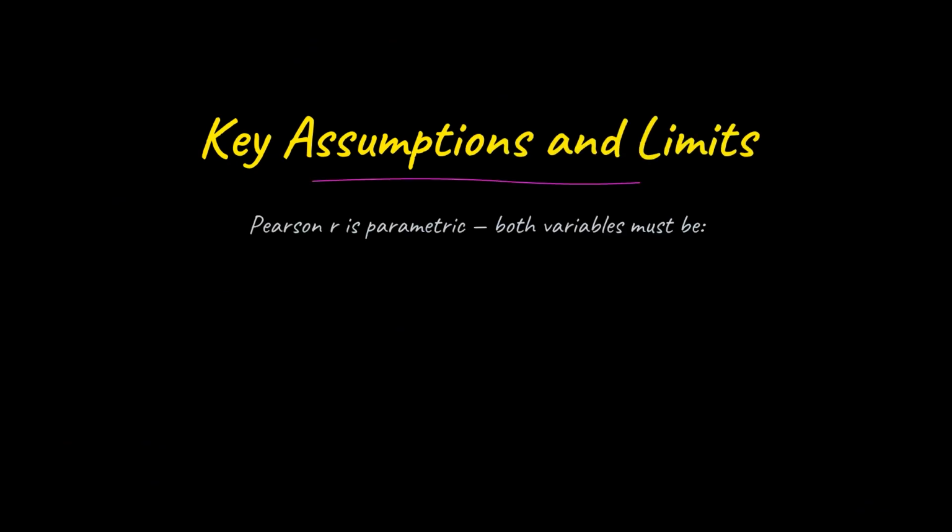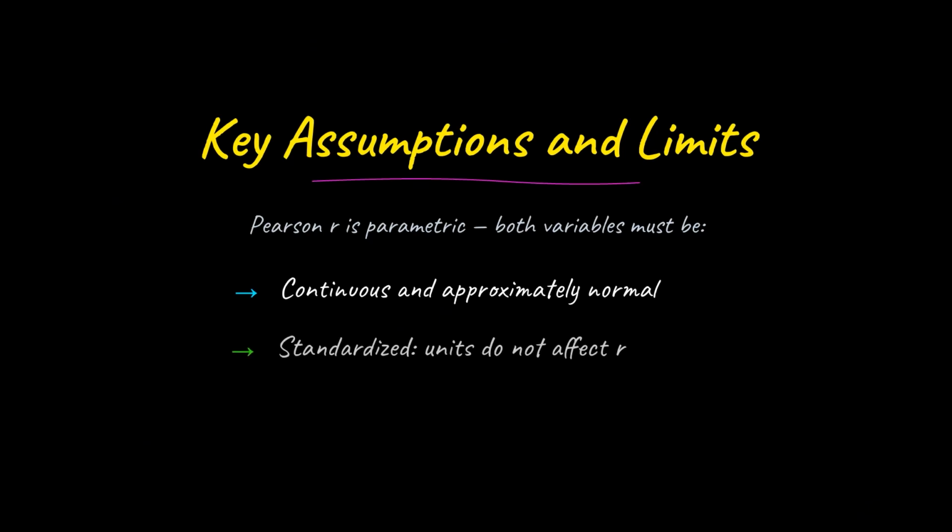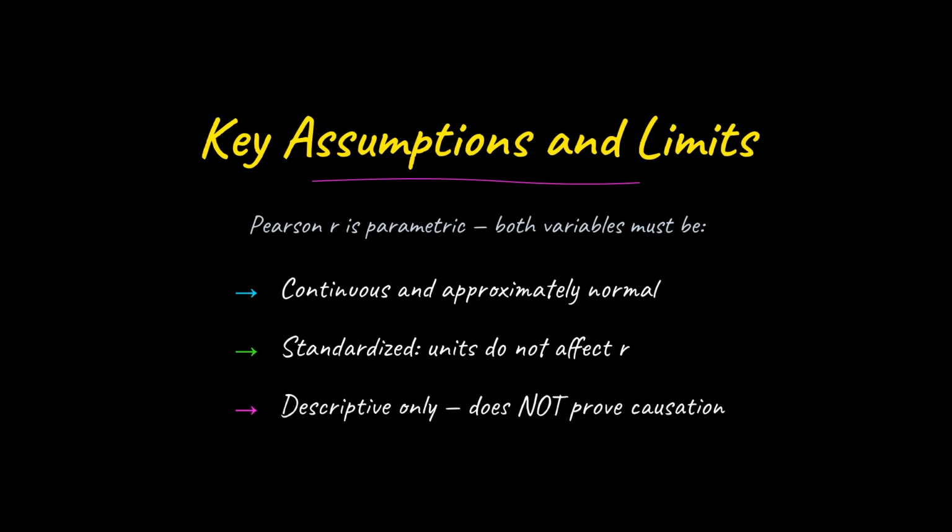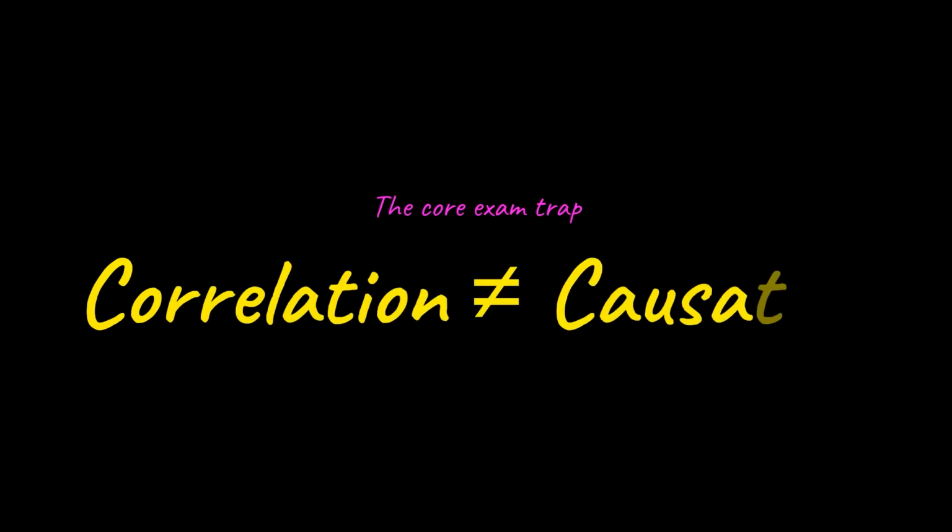Pearson r assumes both variables are continuous and approximately normally distributed, because the formula standardizes by dividing by the product of the two standard deviations. The coefficient is unit-free. A correlation of 0.8 means the same whether variables are in dollars and days or pounds and degrees. The critical exam trap is interpreting correlation as causation.